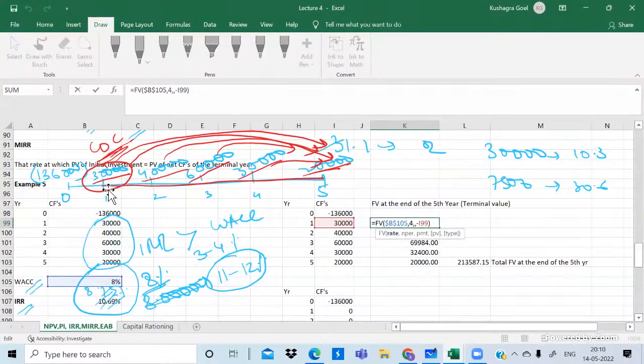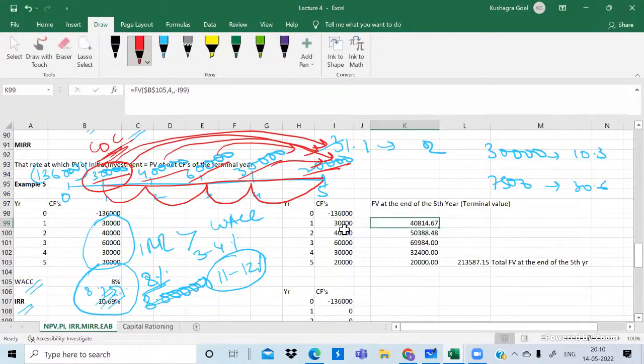N per is what? 4 years, because this 30,000 will get reinvested for 4 years. So that's 1, 2, 3, 4. So I'll take N per as 4 years. There is no PMT. There's only one cash flow. And what is my cash flow? That is this 30,000. So this 30,000, if it is reinvested for 4 years at 8%, the value at the end of the 5th year will become 40,814.67. Any doubt with this?